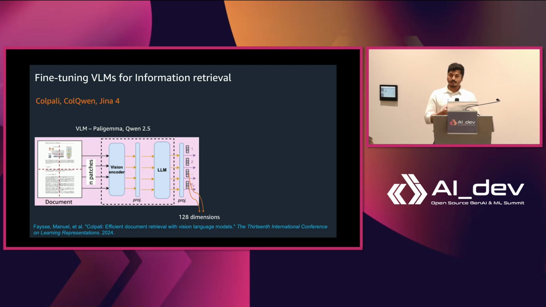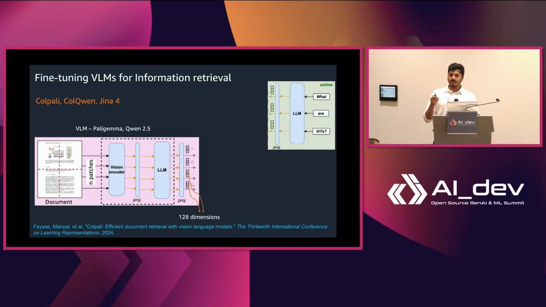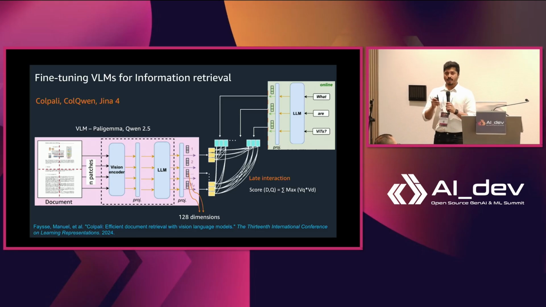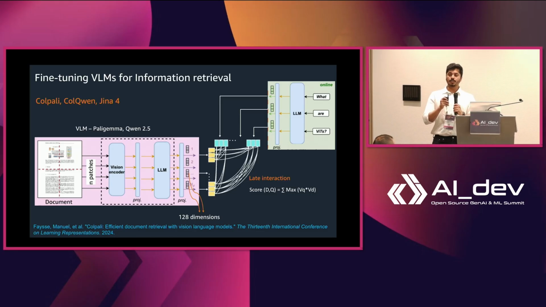Finally, what you get is n 128-dimensional vectors for every PDF page. Likewise, on the query side, you pass your text query, and you get one vector for every token. So now we have multiple vectors on the document side and multiple vectors on the query side, and then comes the scoring mechanism. This scoring is quite different from how the usual scoring between two single vectors happens.